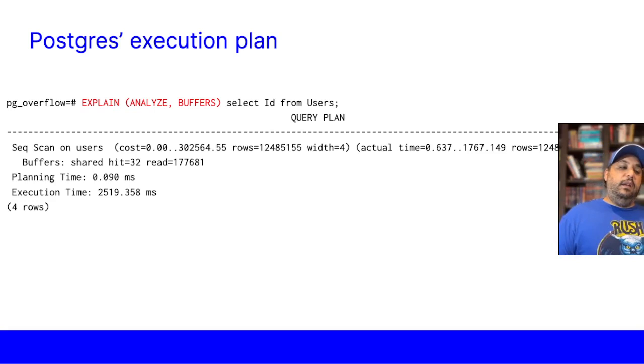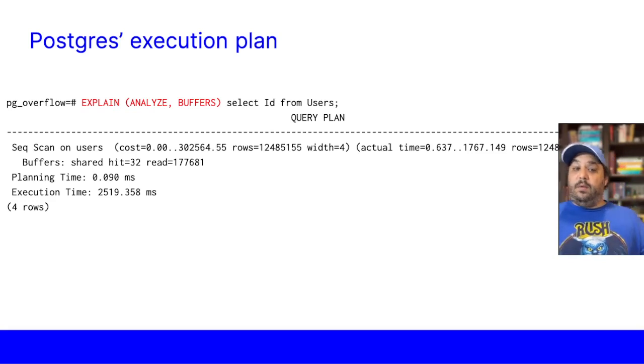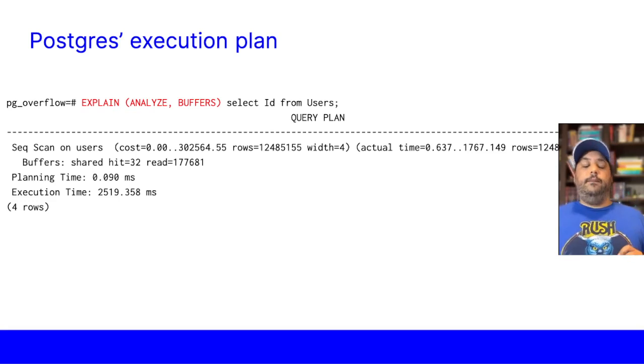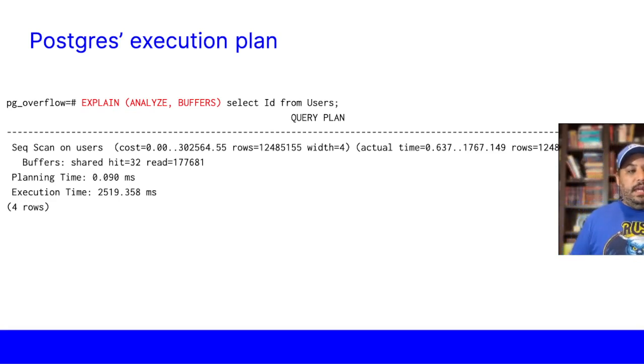And now what it's going to do is instead of just telling us, here's the approach that I intend to use in order to get your data, I'm actually going to run the query and then tell you what happened, right? The analyze part runs the query, and you'll get the time and the number of rows that were involved in the query as it was being returned to you. And then the buffers is going to give you buffer information, right? Now, buffer information is pretty key to a lot of performance issues.